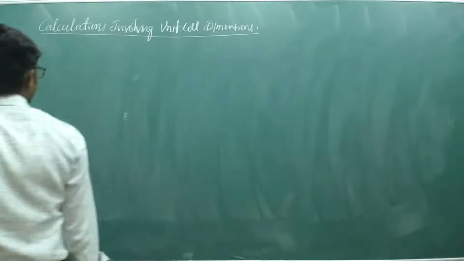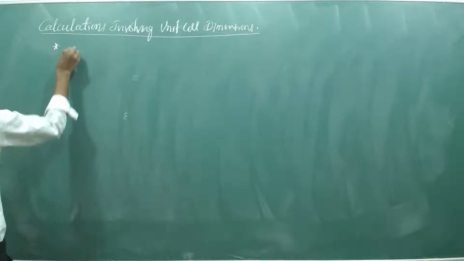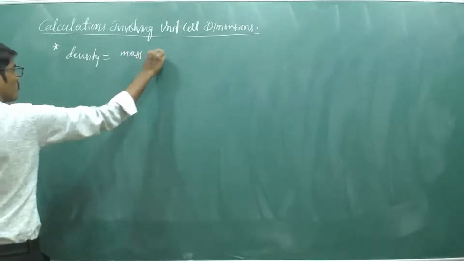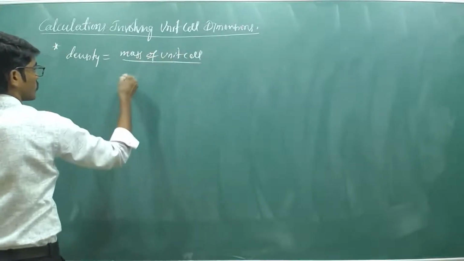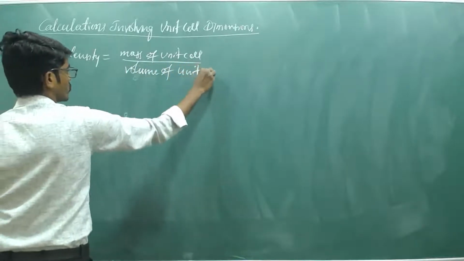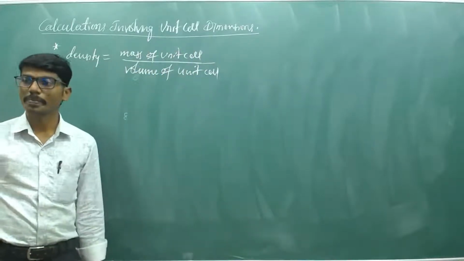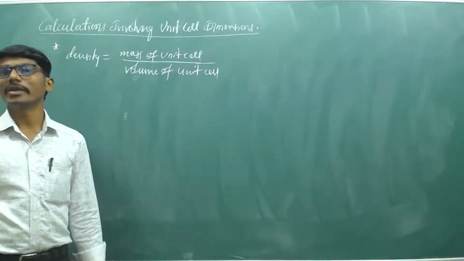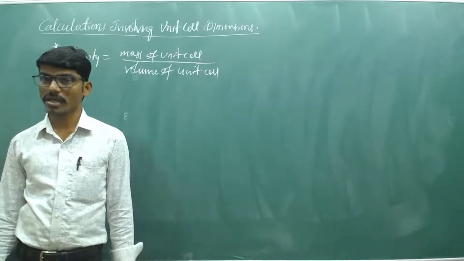So here, to find the density of unit cell, density is equal to mass of unit cell divided by volume of unit cell. So how are we going to calculate the volume? Volume is equal to a cubed, as we have solved in packing fractions. Volume of unit cell is a cubed, where a is the edge length.